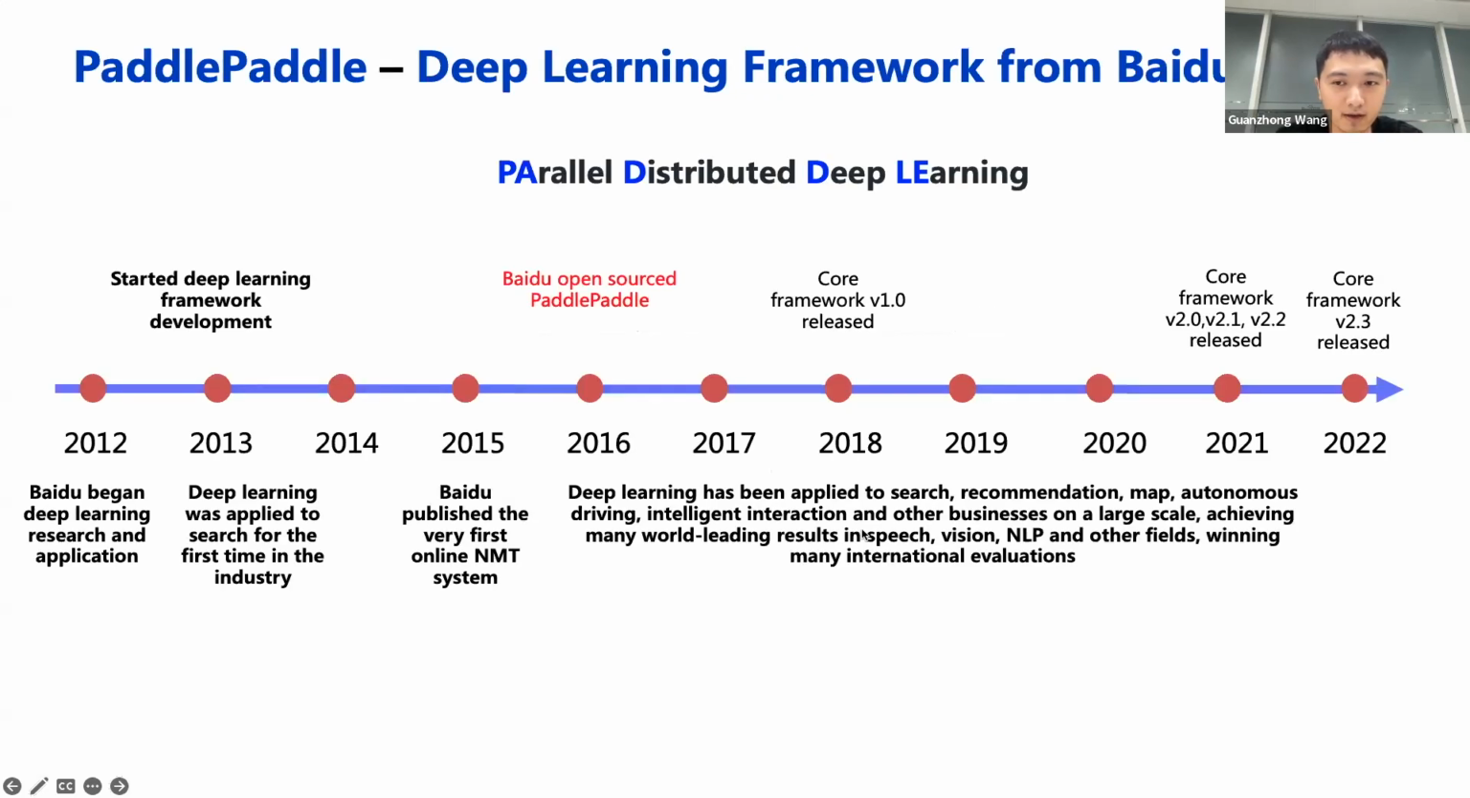PaddlePaddle is a deep learning framework from Baidu, and Paddle is the abbreviation of parallel distributed deep learning. Actually, at Baidu, we started applying deep learning technologies quite early, in 2012. The deep learning framework, namely PaddlePaddle, was open sourced in 2016. After several years of development and iteration, our most recent PaddlePaddle release is version 2.3. During this process, deep learning technologies and the PaddlePaddle framework are widely used not only in Baidu's internal business, but also in many other scenarios.